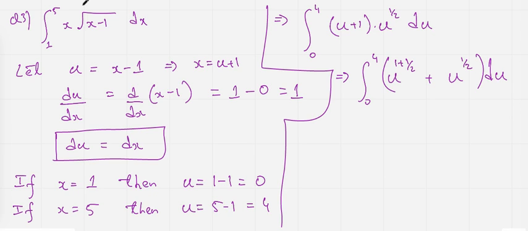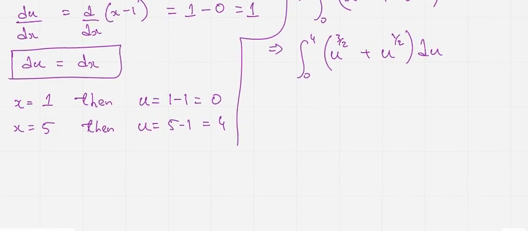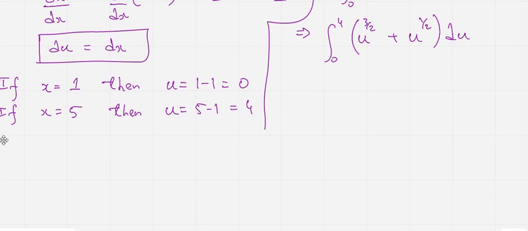And now we just take the LCM over here, which gives me 3 by 2. I hope you're aware of the LCM work. So u power 3 by 2 du plus u power half du. Okay, now I'm going to integrate each term of the integrand individually. That's how it's going to look.